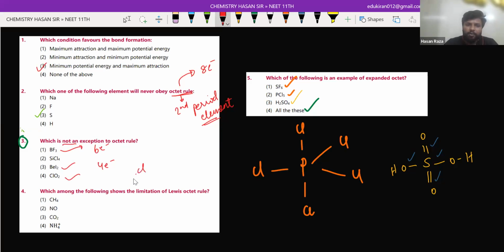ClO2, see ClO2, it will make bonds like this. It is also an exception because, you can see, the structure will be like this. Fluorine has 7 electrons in the outermost shell, so 1 lone pair and 1 electron. SiCl4, if you draw the structure, the outermost shell has 4 electrons, so 4 bonds it is making. 4 bonds means 8 electrons, so this is not an exception. Are you getting my point? Yes, sir.